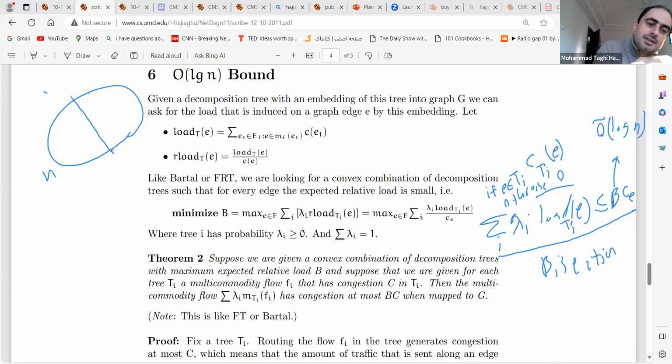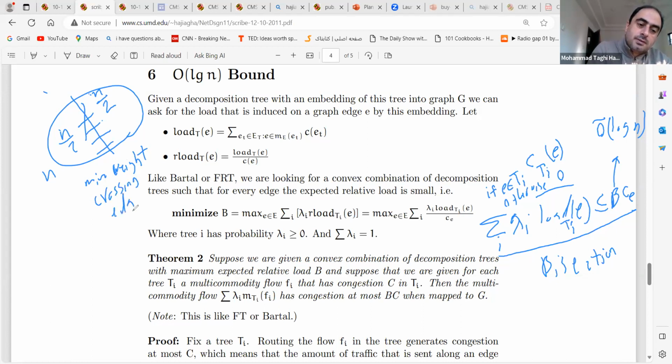You want to divide it exactly into n over 2 and n over 2. If n is odd, then you want to consider ceiling and floor there. Each edge has some capacity or some weight, and you want to minimize the weight or capacities of the crossing edges. So that's the thing that you try to minimize.